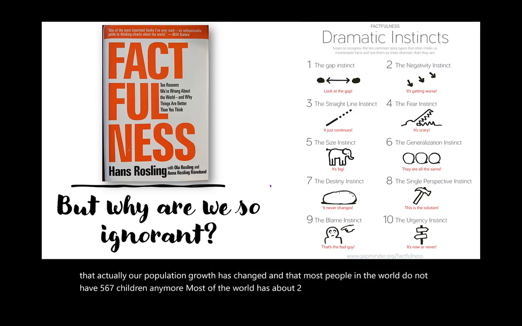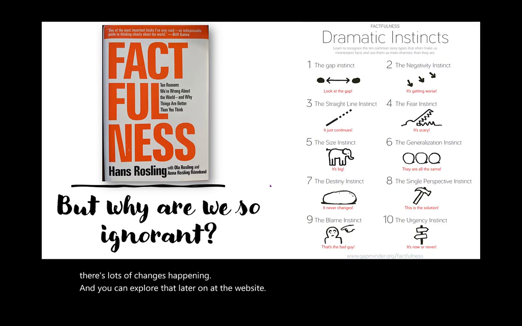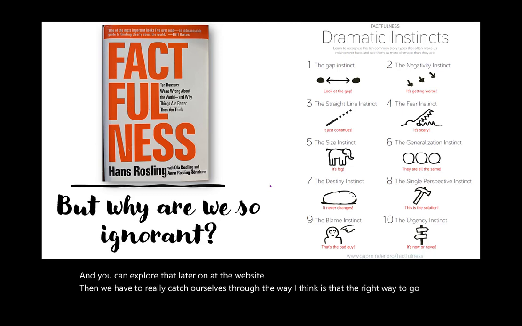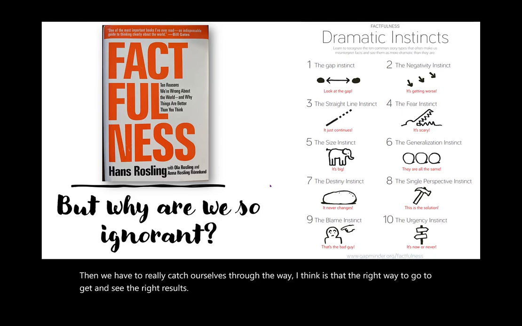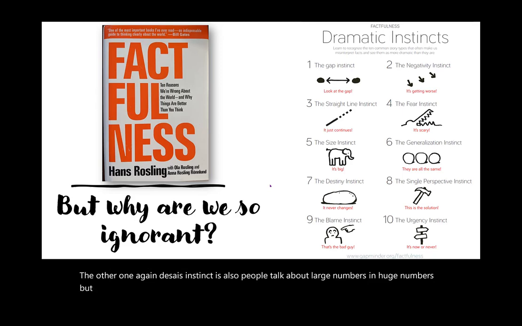So there's lots of changes happening, and you can explore that later on at the website. We have to really catch ourselves: do the way I think, is that the right way to get and see the right results? The other one, again, the size instinct, is lots of people talk about large numbers and huge numbers, but oftentimes the numbers are in isolation. So does it really make a difference if it's not compared?